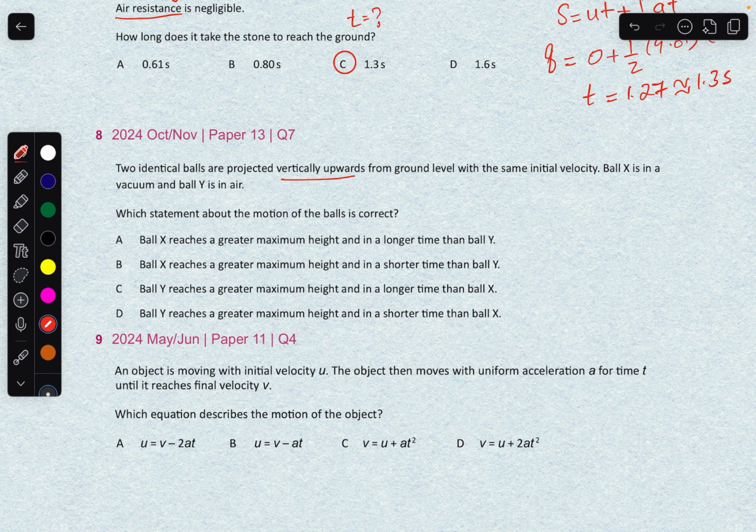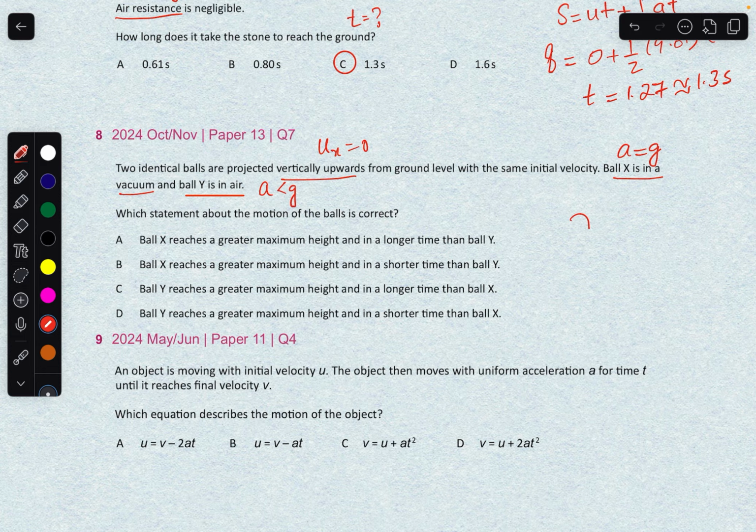In question 8, two identical balls are projected vertically upward. Okay, so vertically upward means the initial horizontal velocity is 0, from the ground level with the same initial velocity. Ball X is in vacuum and ball Y is in the air. So for X, acceleration is equal to g, and ball Y is in air, so acceleration will be less than g. Why less than g?